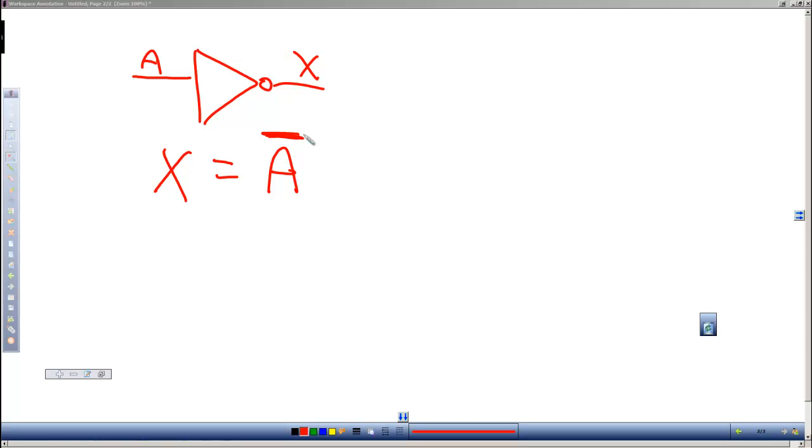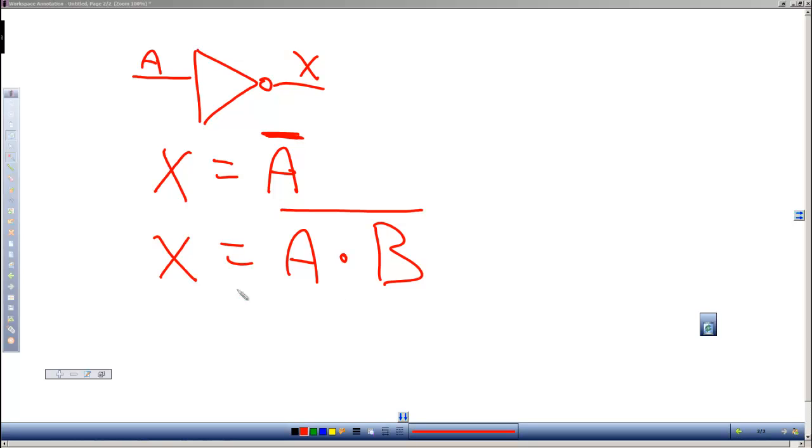Now, we can use the NOT or inverter with more complex or multiple operations. We could, for example, have X equals A and B and the whole thing NOTed. We would read that as AB NOT. With that, A would be ANDed with B and the result inverted.